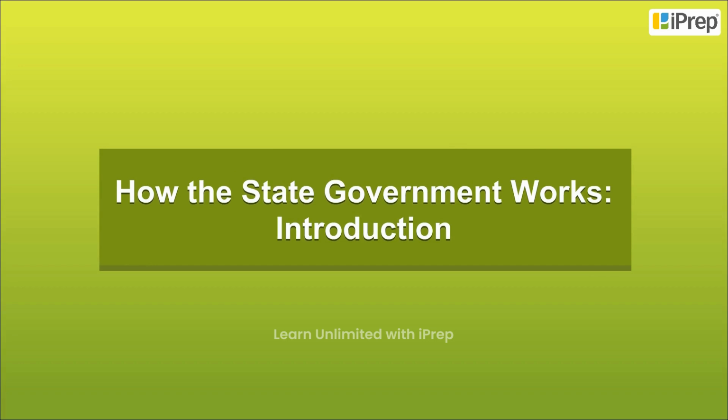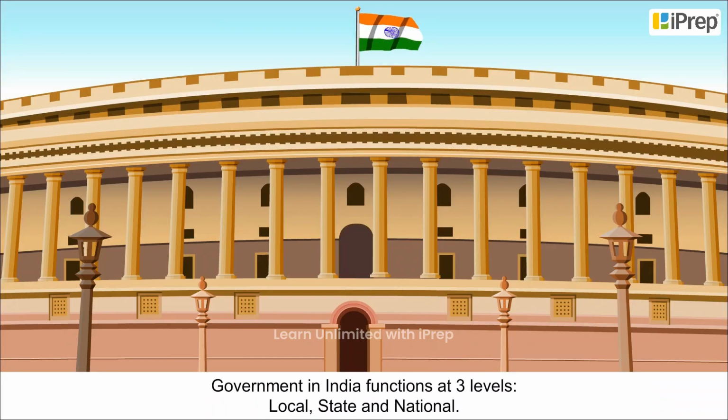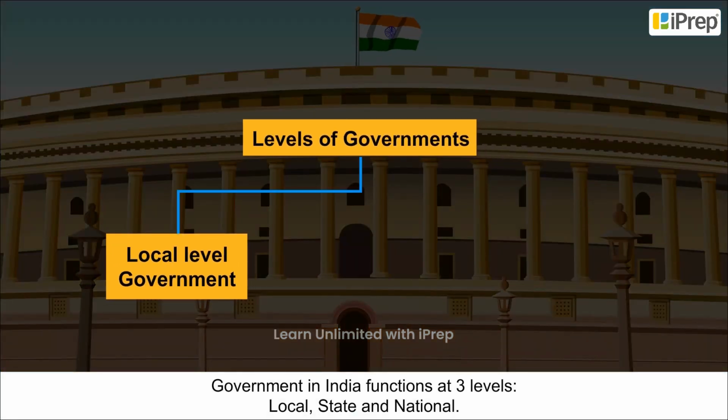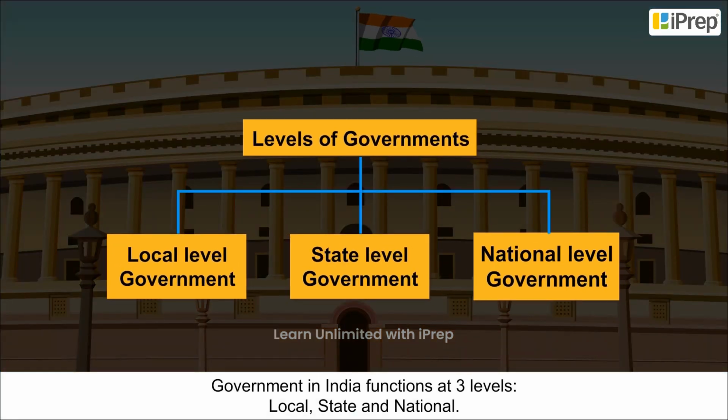How the state government works. Introduction. Government in India functions at three levels: local, state, and national.